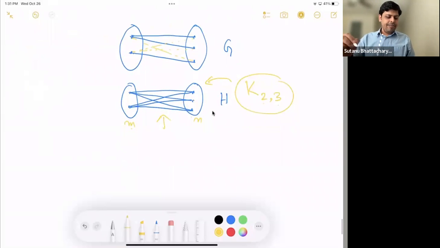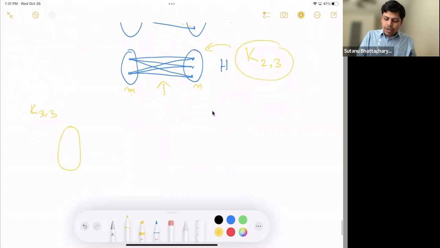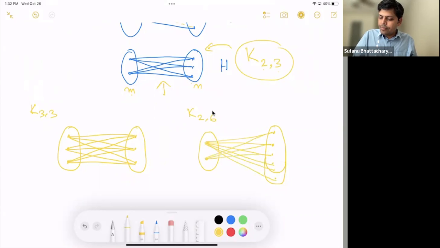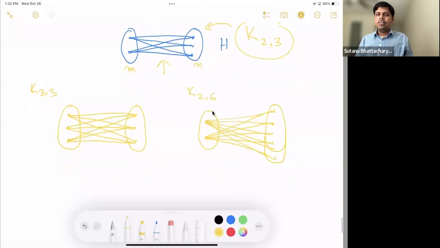So K 2, 3. So we can draw a couple of other graphs like K 3, 3. 3, 3 means one set will contain 3 vertices, another will also contain 3 vertices. And since this is a complete bipartite graph, all vertices of this set will be connected with all vertices of that other set. So this is K 3, 3. Also, you can draw K 2, 6. Means on one side you have only 2 vertices, on another side you will have 6 vertices, and every one will be connected to every vertex in the other set. So this is one complete bipartite graph.